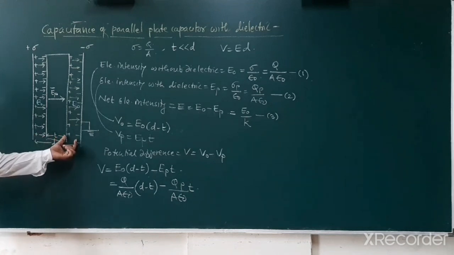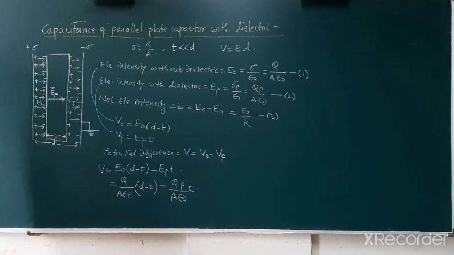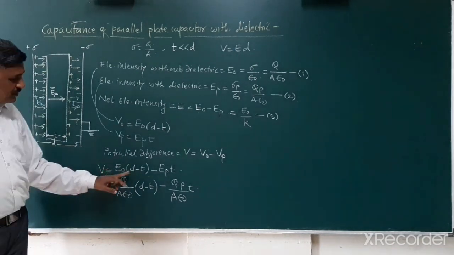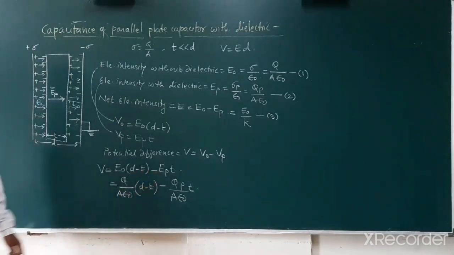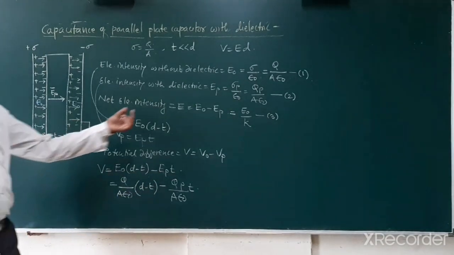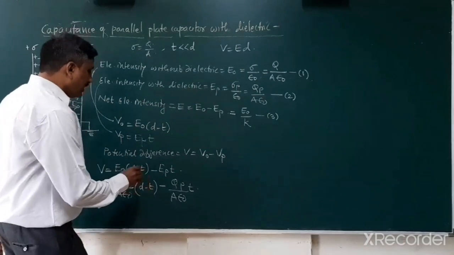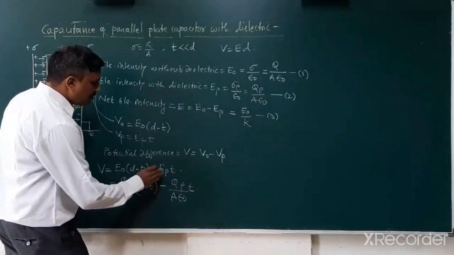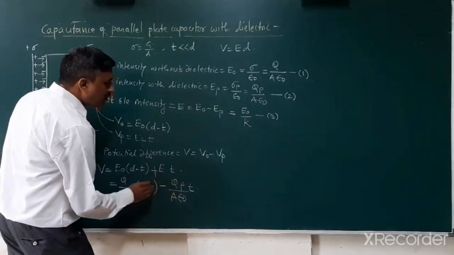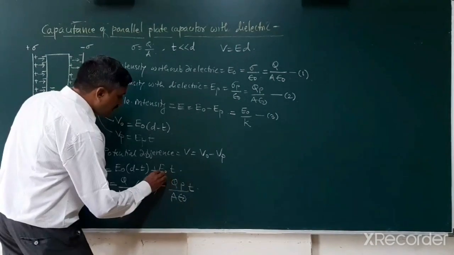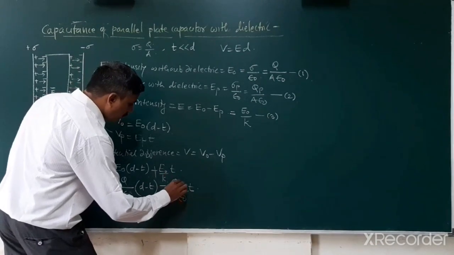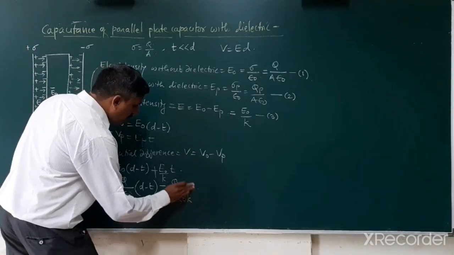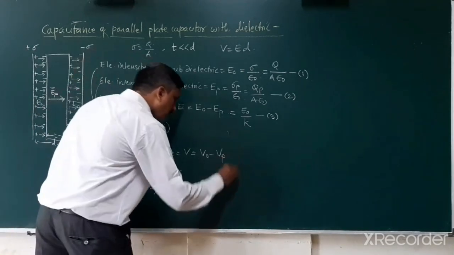But here we calculate the potential difference between the capacitor. This is E0 in bracket d minus t, minus Ep, that is the net electric intensity, so it becomes a plus. So E into t is nothing but E0 upon k into t. E0 means Q upon A epsilon 0, into t upon k.